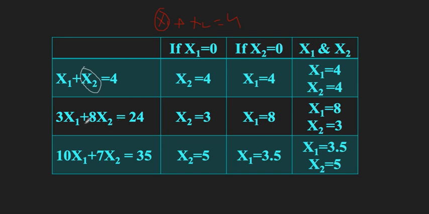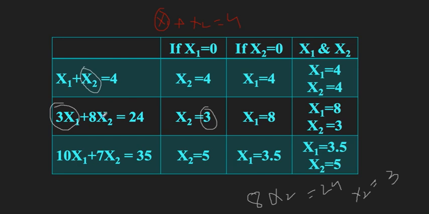Now in this equation we have 3x1 plus 8x2 is equal to 24. If x1 is equal to 0, so we are going to put x1 is equal to 0 here. So this will become 0. Then 8x2 is equal to 24, right? So x2 will be how much? x2 is equal to 24 divided by 8, which is 3, right? That is what we have written here, x2 is equal to 3.